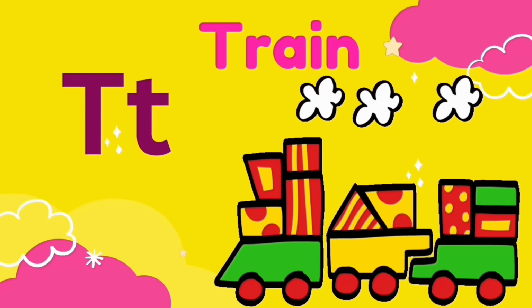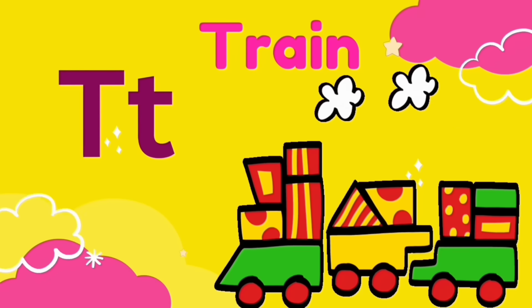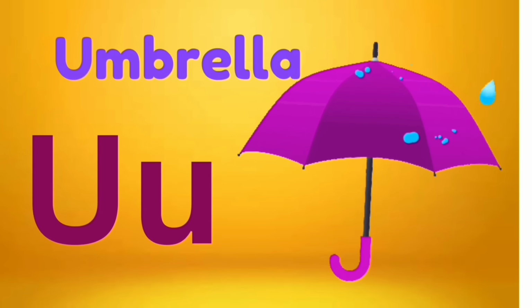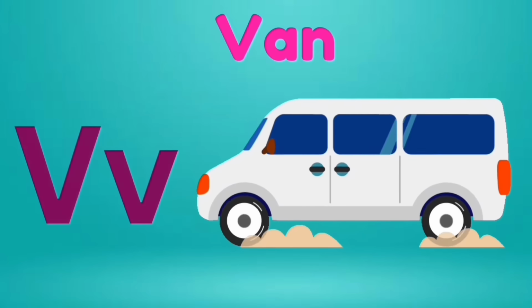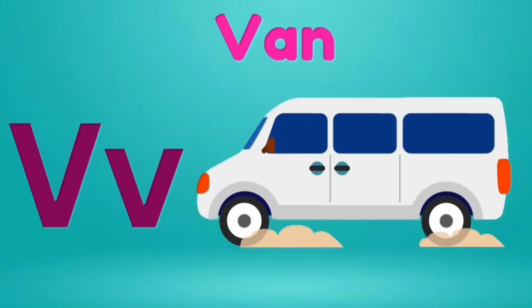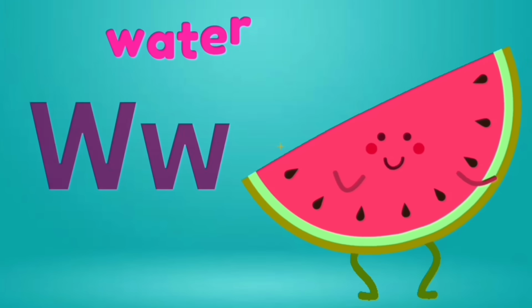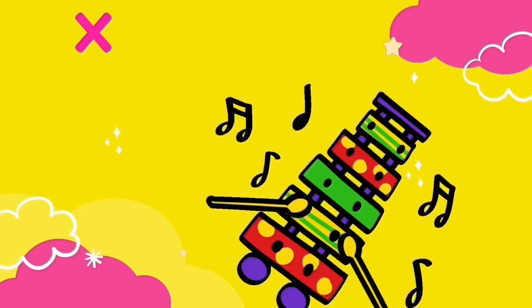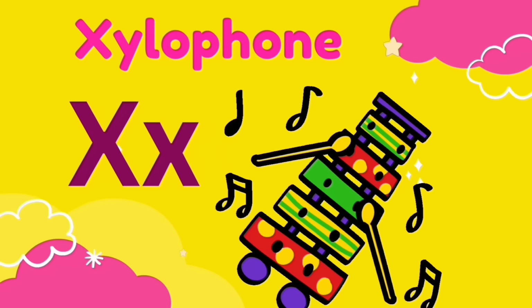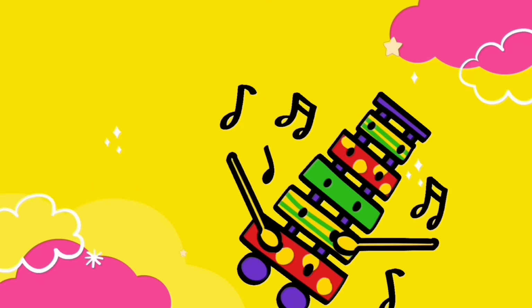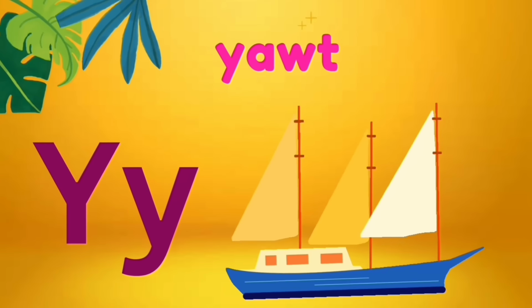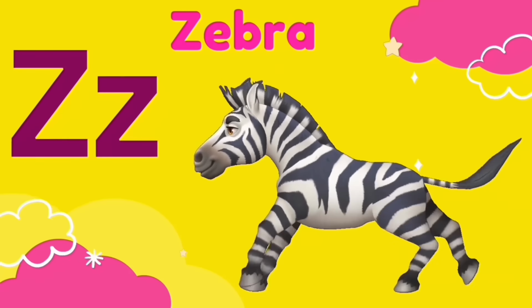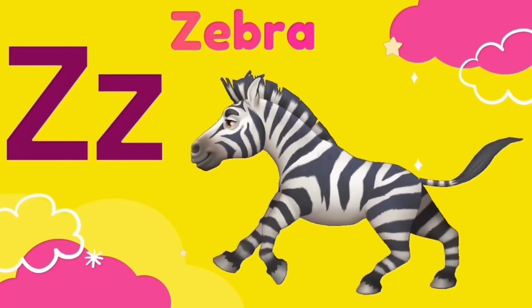T for train, train. U for umbrella, umbrella. V for van, van. W for watermelon, watermelon. X for xylophone, xylophone. Y for yacht, yacht. Z for zebra, zebra.